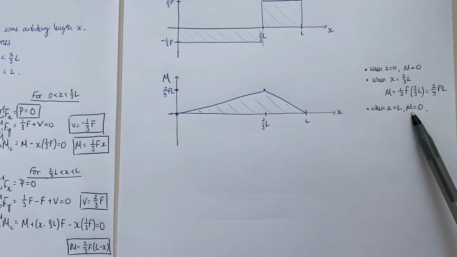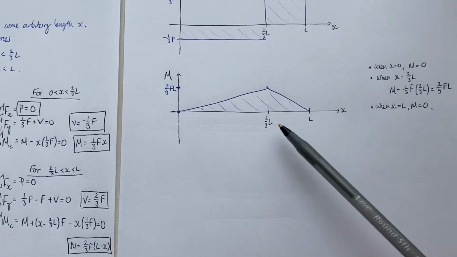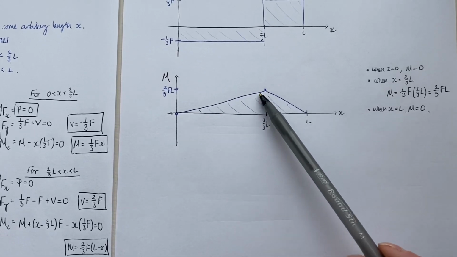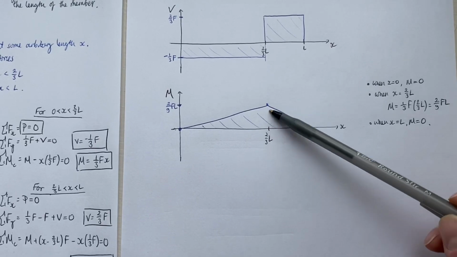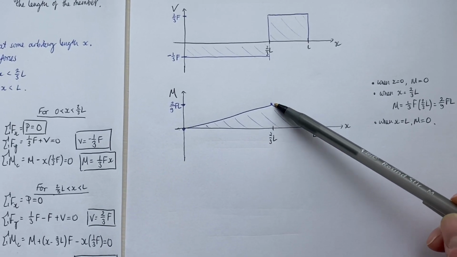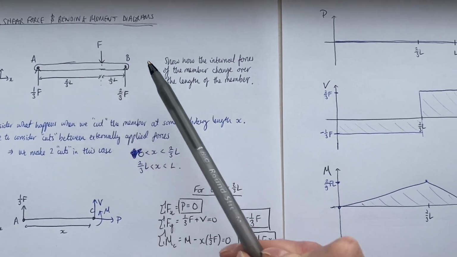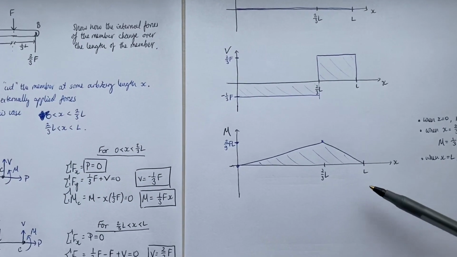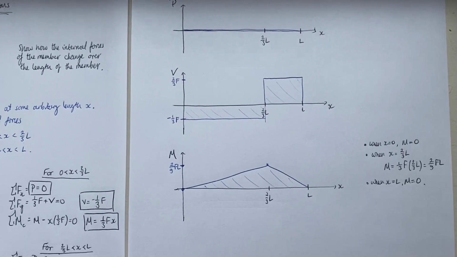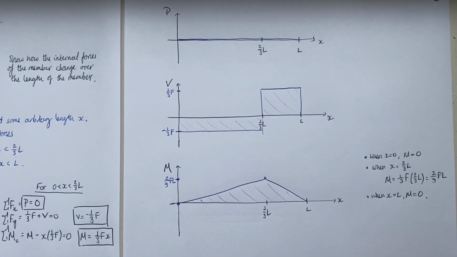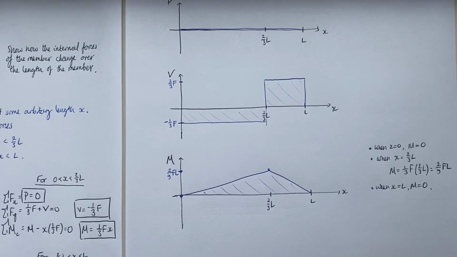And then finally at X equals L, if I put X equals L in here, I get M equals 0 again. So then I have this point, and then I can join the dots, and I can see that the bending moment is maximum at the point where F is applied. And again, that's intuitive, right? I should have maximum bending at the point where the force F is applied. So that's just an initial quick example of how to draw these axial force, shear force and bending moment diagrams.